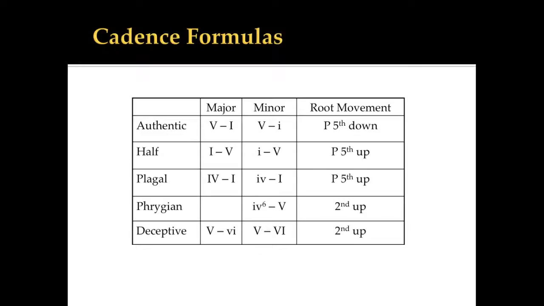The authentic cadence is a 5-to-1 and is a perfect fifth down. The half cadence and the plagal cadence are both a perfect fifth up, talking about the roots. Half is a 1-to-5 usually. Plagal is a 4-to-1. The Phrygian cadence is a second up, and that's only in minor keys. It's a 4-6-to-5 formula. The deceptive cadence is also a second up. That's a 5-to-6 in either major or minor.